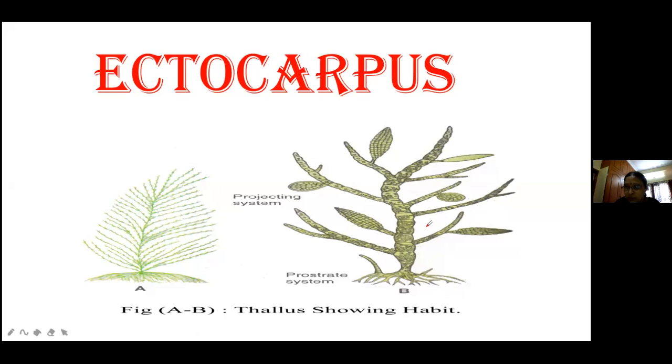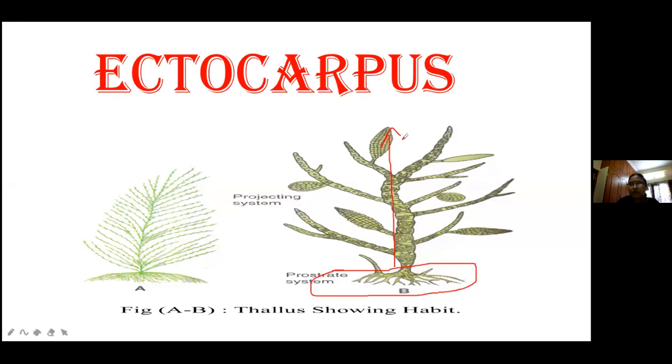Here, the thallus is a filamentous body. Filamentous, multicellular, branched. These are characteristic features of the thallus, which is sparsely or profusely branched. It is differentiated into two parts. One is the prostrate system. This is the creeping system. See here, girls. This is called the prostrate system or creeping system. The second one, this portion, is called the erect system or projecting system.